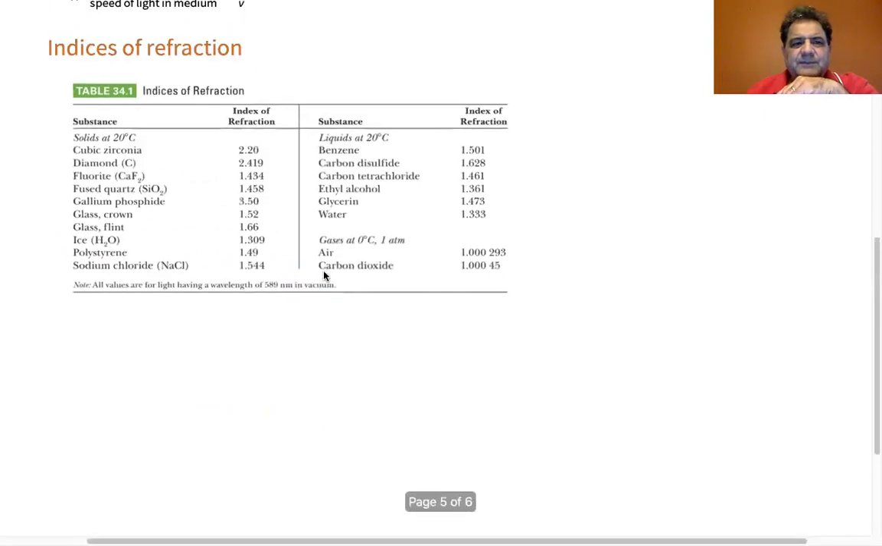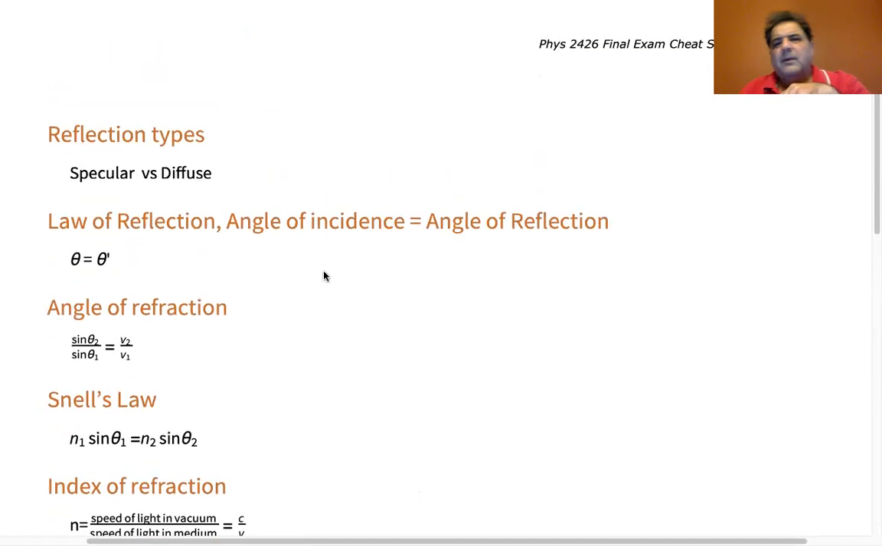Okay, now we start getting into optics, where you have to know the two different types of reflection: specular reflection and diffuse reflection. Specular reflection is where you have a nice mirror and all the rays come in parallel and they leave parallel. Whereas with diffuse reflection, they come in parallel, but they bounce off in all sorts of directions, and you don't get a good reflection. And the law of reflection for specular reflection says the angle of incidence is equal to the angle of reflection.